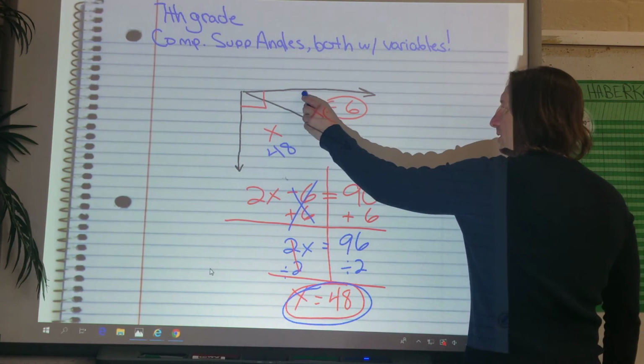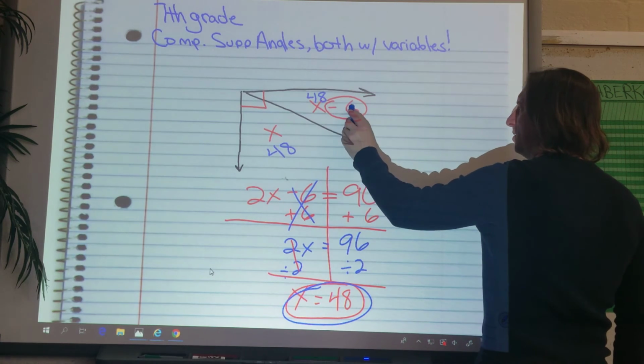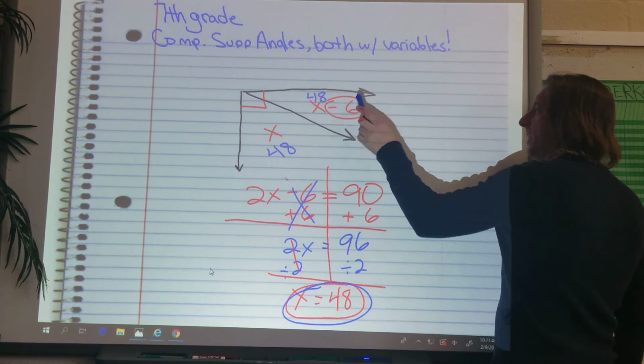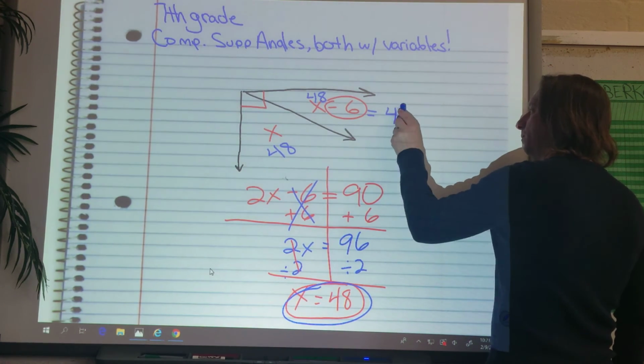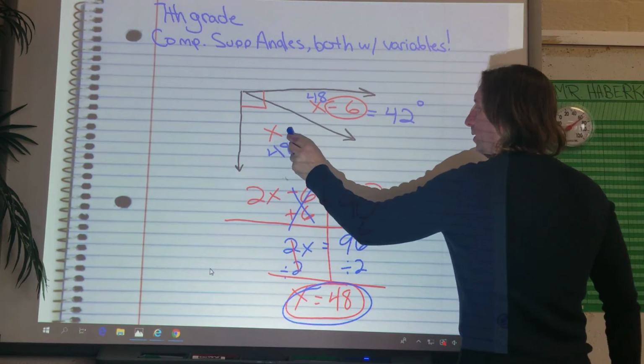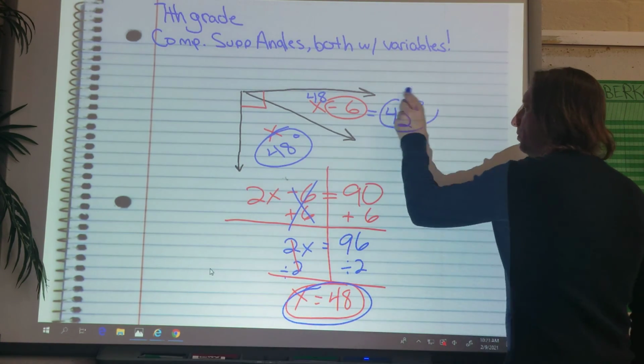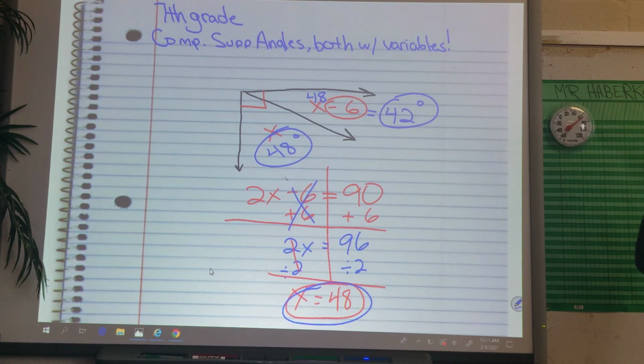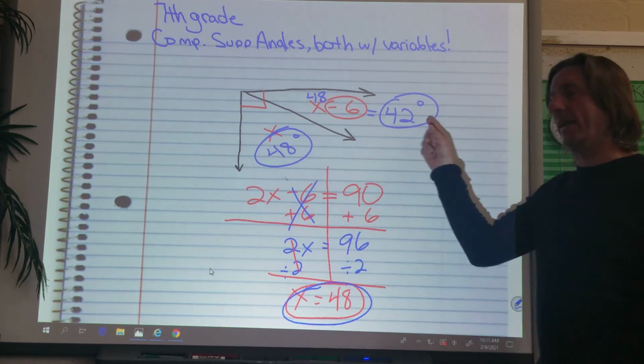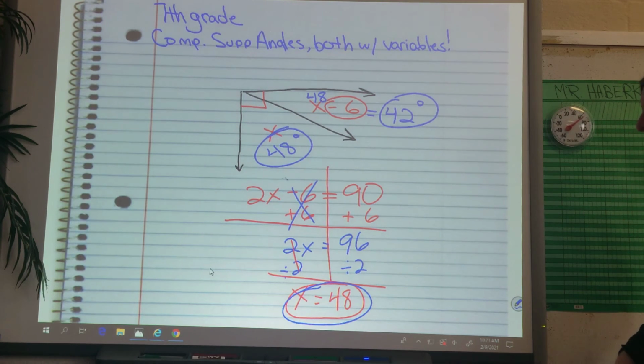Here's another x, so that's 48 minus 6. What's 48 minus 6? Oh, it's 42. Okay, so this one's 48 degrees, this one's 42 degrees. Or we could just do 90 minus 48 will give us 42. Either way. All right, so that's all there is to today. I'm going to give you guys some of these to try. And hopefully we do good on them.